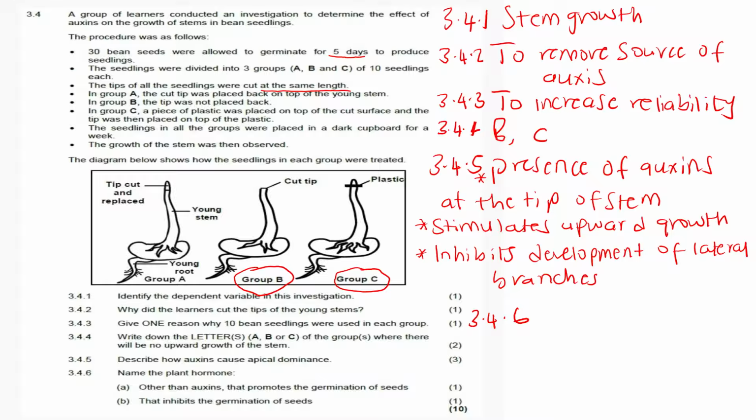Now 3.4.6. Name the plant hormone, A, other than auxins, that promotes the germination of seeds. It is what we call gibberellins. Gibberellins. It is a hormone, very good. It promotes the germination of seeds. Then B, that inhibits the germination of seeds. It is what we call abscisic acid. Abscisic acid. Very good. Now let's go to another question.